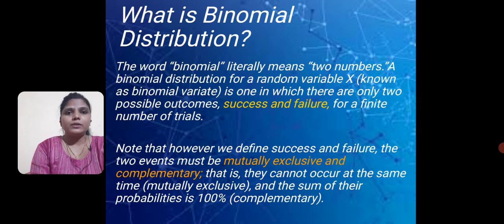Then what is binomial distribution? The word binomial literally means two numbers. A binomial distribution for random variable x, also known as binomial variate, is one in which there are only two possible outcomes, success and failure, for a finite number of trials. Note that however we define success and failure, the two events must be mutually exclusive and complementary. That is, they cannot occur at the same time, meaning mutually exclusive, and the sum of their probabilities is 100%, that is complementary.